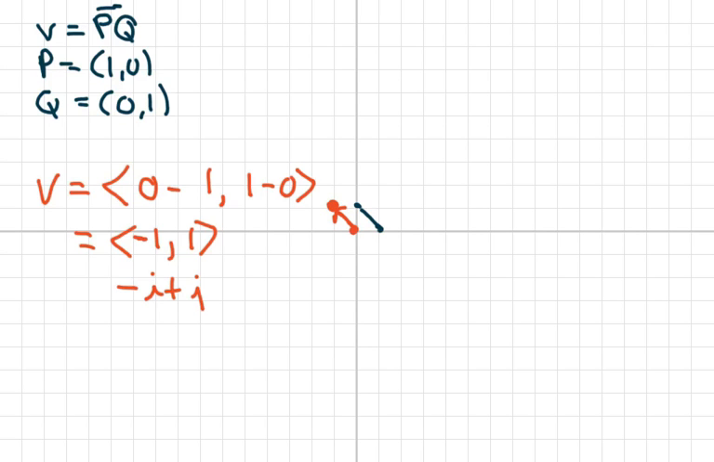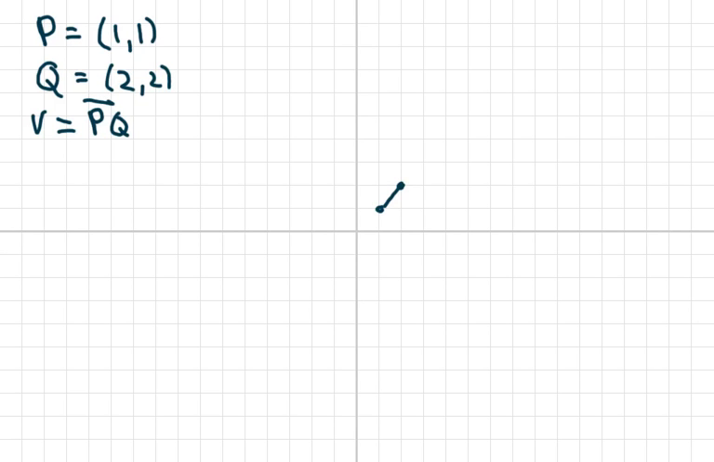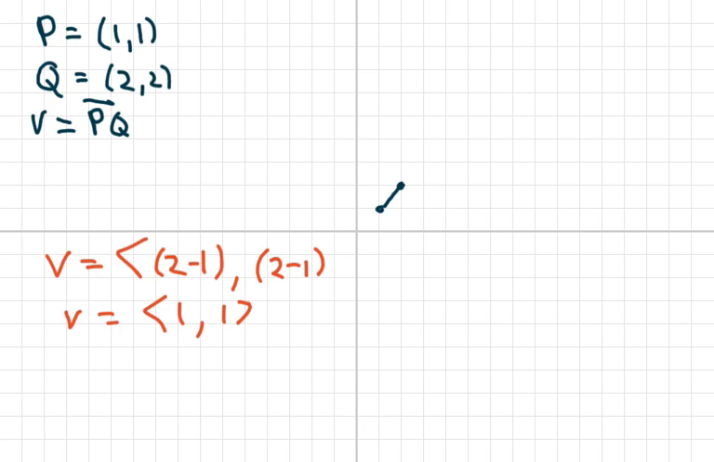Okay, and the last one I have is this one, and so it's just 2 minus 1 twice, and we get 1 comma 1, which is i plus j. And again, this one right here is going to lead into our next video. So it's 1, 1. So from 0, you draw your vector, and that's your position vector for PQ.